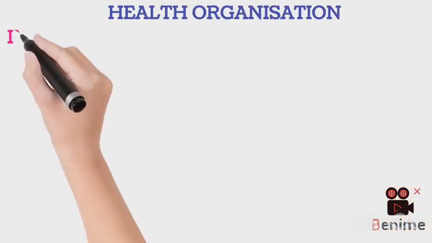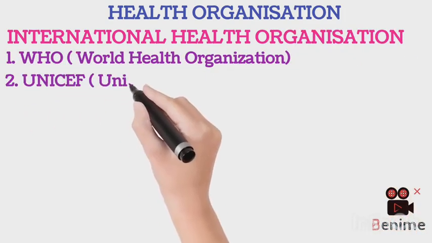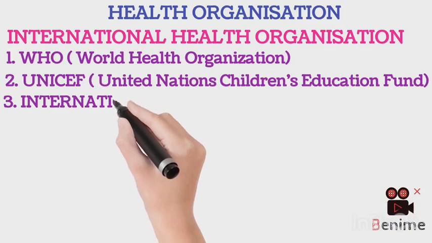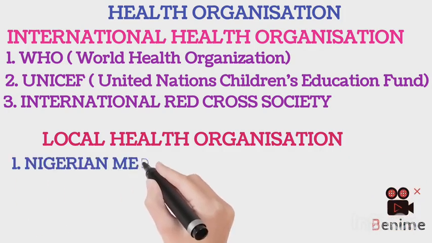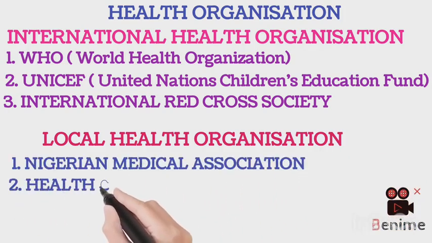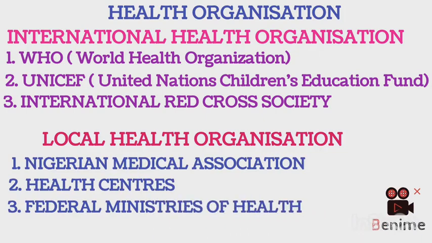Now these health organizations can be grouped into local or international. They are corporate, local and international bodies that are concerned with the maintenance of good health of the people. So they are corporate bodies, and they can be local or international. They are just organizations that are concerned with the health of the world's people.